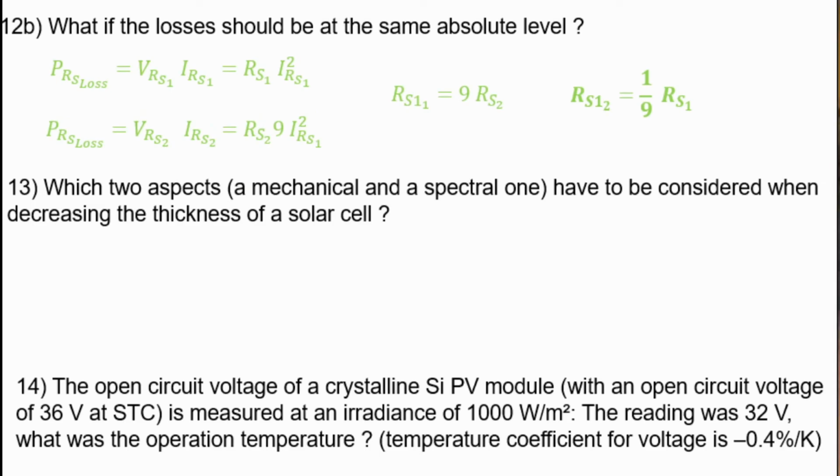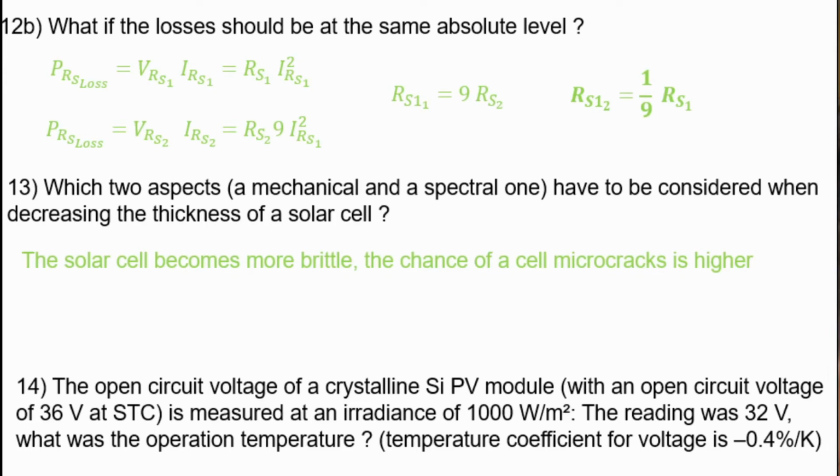Which two aspects, a mechanical and a spectral one, have to be considered when decreasing the thickness of a solar cell? First, very easy, because it's thinner, it's more sensitive and more fragile, so the solar cell becomes more brittle, and the chance of microcracks is much higher.